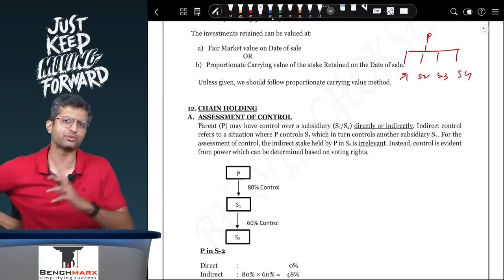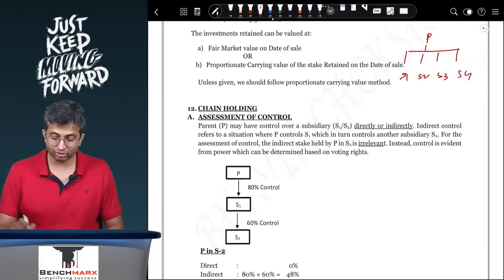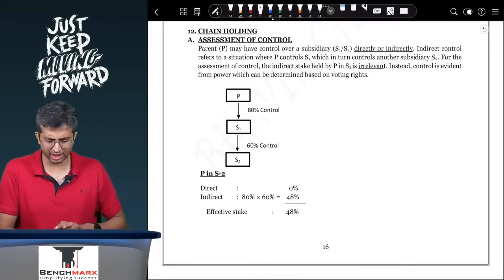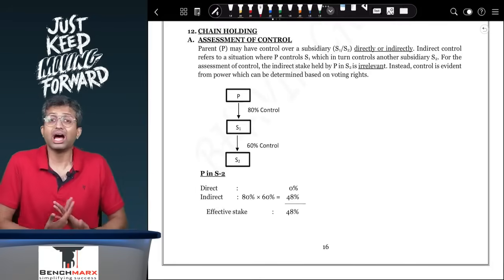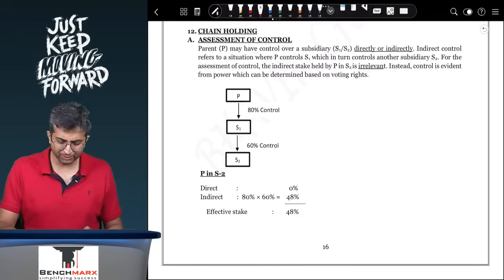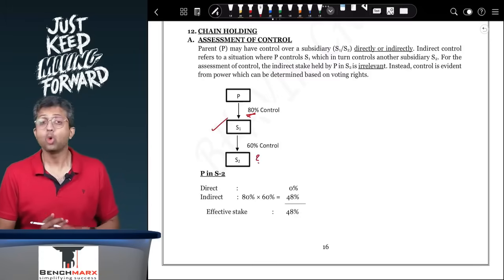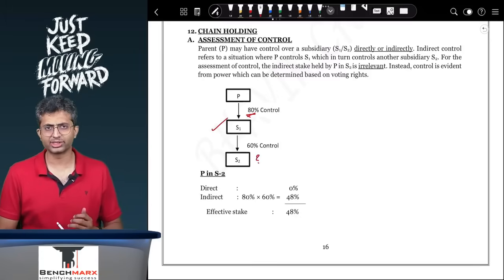You can do it in a columnar format. However, if there's a chain of holding, like P has a stake in S1, which has a stake in another company, let us say S2, then how will consolidation happen? Well, if P has an 80% stake in S1, S1 will be consolidated with P, but will S2 also be consolidated with P? Well, it depends on whether control is there.